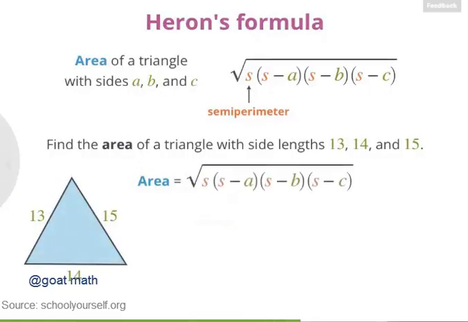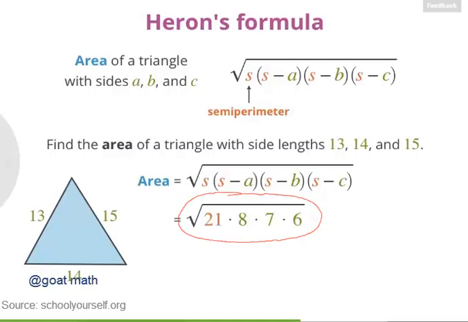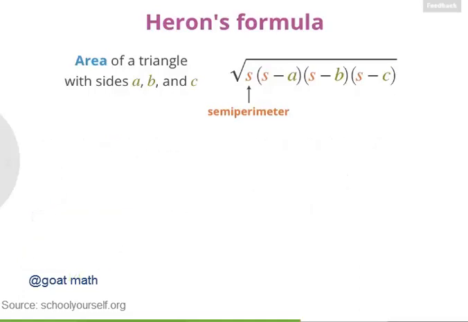Very well done. Here's Heron's formula. The semiperimeter is half of 13 plus 14 plus 15, or 21. 21 minus 13 is 8, 21 minus 14 is 7, and 21 minus 15 is 6. And if you evaluate this square root, you get 84. So that's the area of this triangle. It's 84.